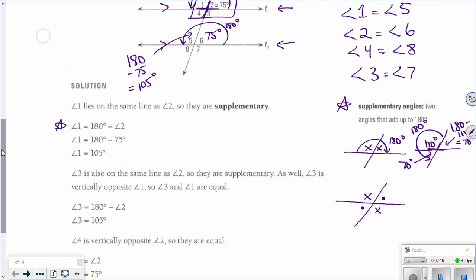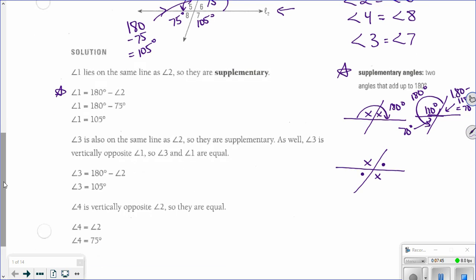So for that same reason, if angle 6 is 75 degrees, that means angle 8 is 75 degrees. And if angle 5 is 105 degrees, angle 7 is also 105 degrees. They're opposite to each other, they're diagonals to each other, so they're equal. And if we look, all of those straight lines add up to 180. Okay, so now it's just going to go through the rest. 4 is vertically opposite to 2, so they're equal.